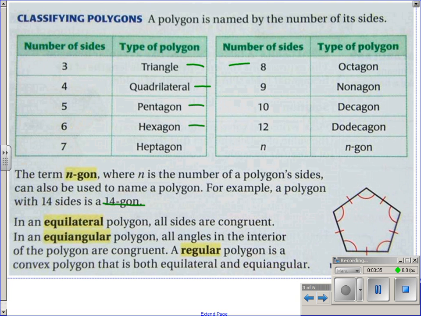Equilateral, separate the word here. Lateral usually means like a side. Equal means, well, equal. So you got equal side lengths, and it typically means all side lengths are congruent. Equiangular, again, separate that word. Angular is angles, equal angles. If you have both equilateral and equiangular, you got yourself a regular polygon. So again, some terminology. Make sure you got all this in your notes.